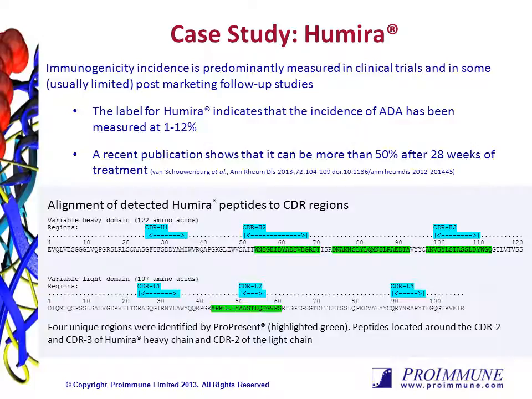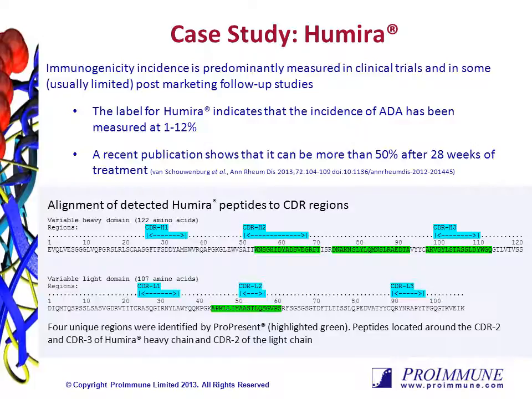Recent research by a group of scientists at Sanquin in the Netherlands, referenced on this slide, shows that up to half of all patients on Humira develop neutralizing antibodies within around 6 months after starting the treatment. So the question is, why is Humira so immunogenic in practice?